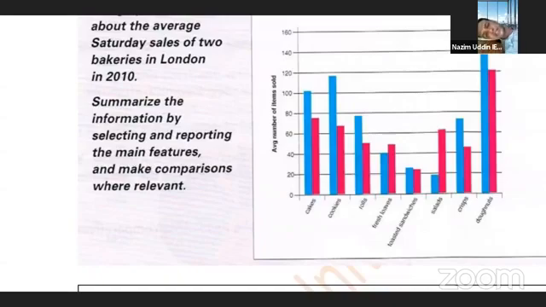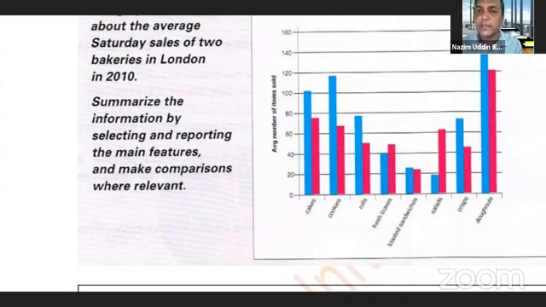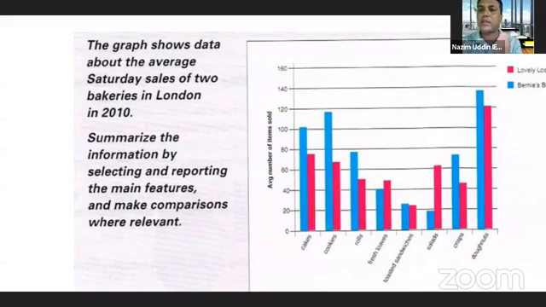Mahir Khan, did you understand? Yes, sir. Did you understand the system of writing? Yes, sir. So I would like to give you a homework.